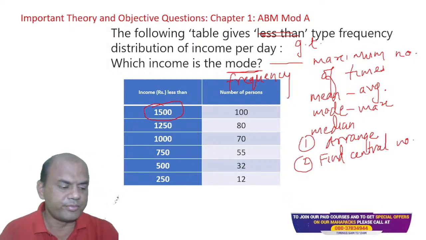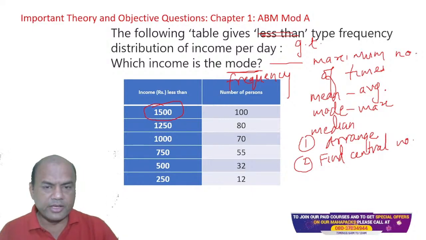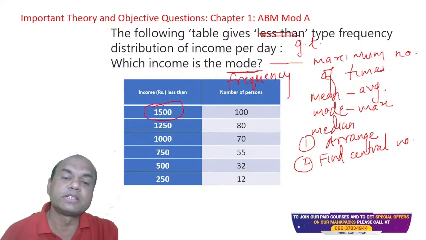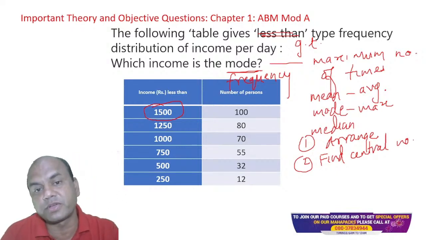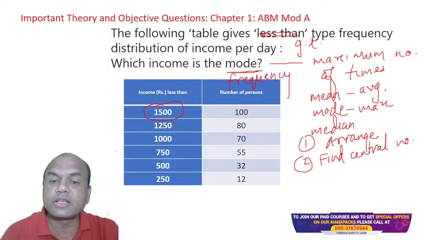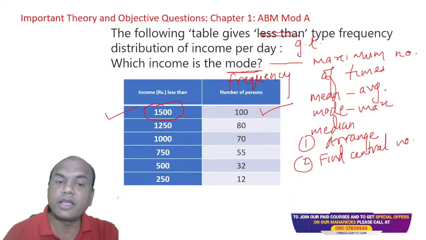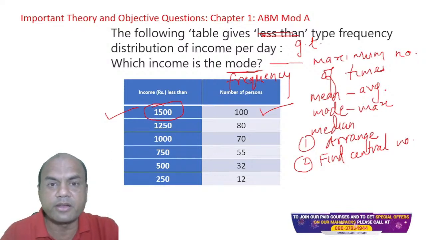So now tell me, what is the mode? In this, which one is the mode? Which one is coming maximum number of times? This is the frequency. Which one has a maximum frequency is a mode. So which is having maximum frequency? 100. So which income class is having this modal class? So this is 1500. So this is your answer. In exam, tick on that wherever 1500 is given. Clear, simple? Got it? Shall we move ahead?